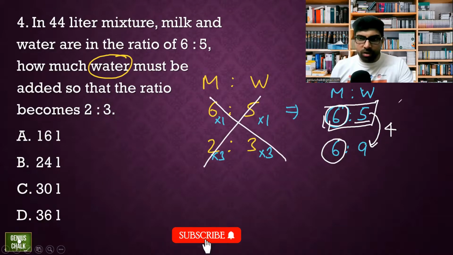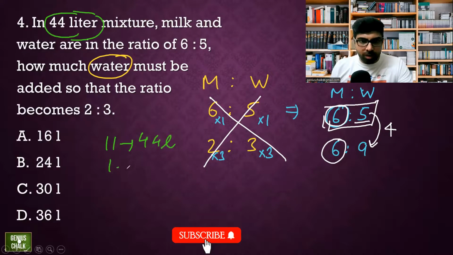Now 6 plus 5 is how much? 11. And 11 units are equal to 44 liter mixture. So 1 unit will be equal to 44 by 11, that is 4 liter.